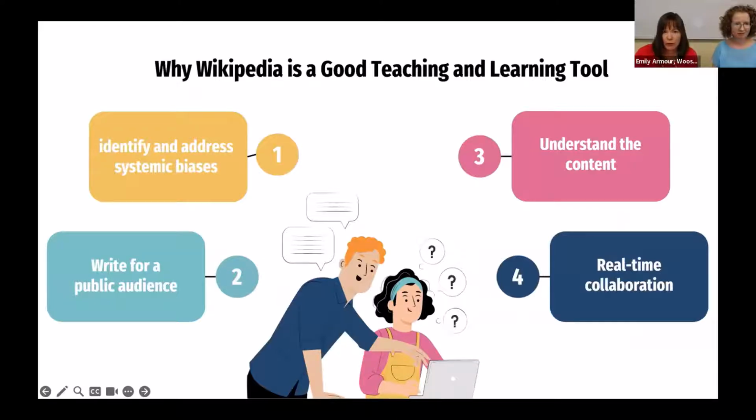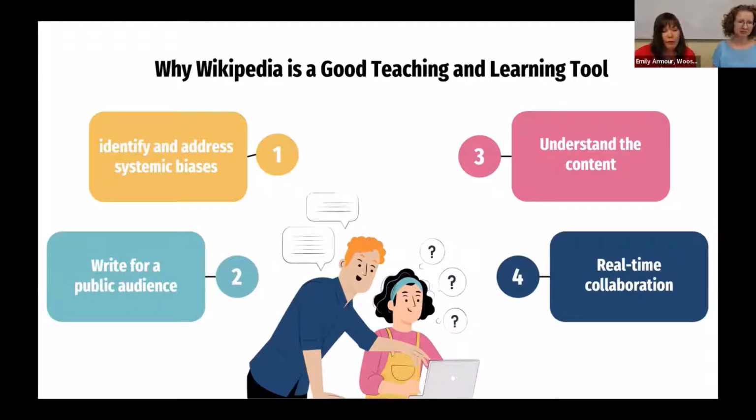So why would you want to use Wikipedia as a teaching and learning tool? We were going to provide stats on the racial background of Wikipedia editors, and we couldn't find it. They're not really tracking that, but I can tell you just from our own experience that it does skew heavily white. So number one, students can identify and address systemic biases, and therefore they can become part of this collective mission that they're making publicly available free knowledge that is inclusive.